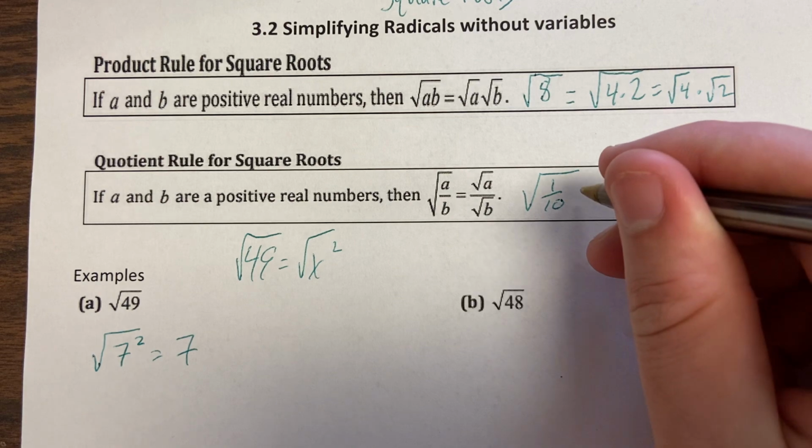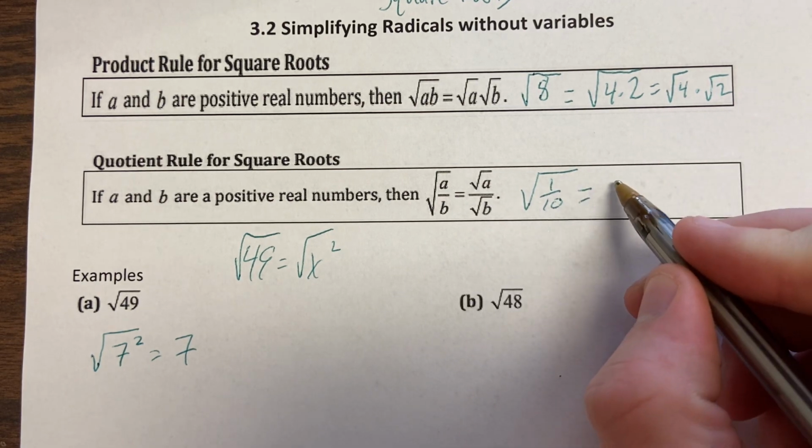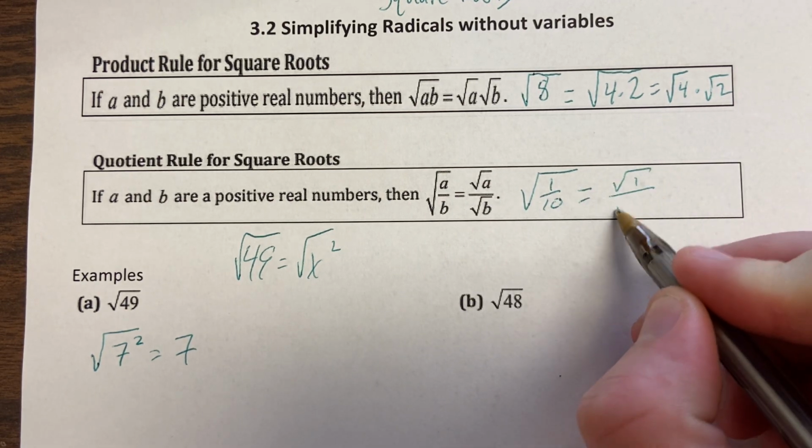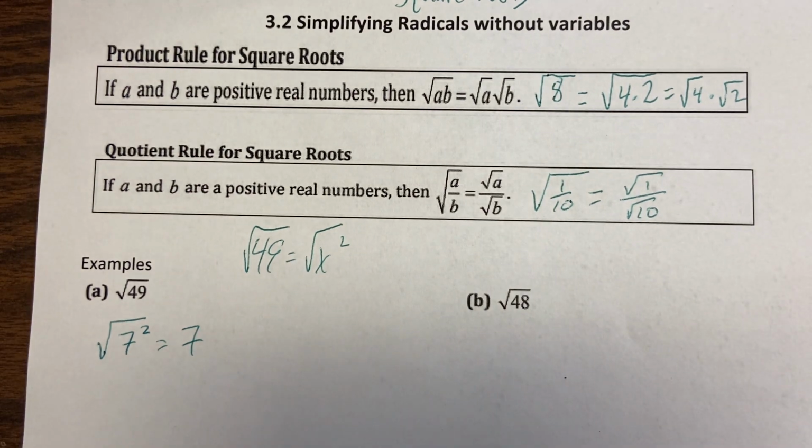So, what we can do is separate that fraction into 2 separate houses, right? Instead of looking at the square root of a fraction of 1/10, now I'm looking at 2 separate pieces. I'm looking at the square root of 1 and the square root of 10, okay? And we're going to get into some examples where separating these out definitely makes life a lot easier for us.